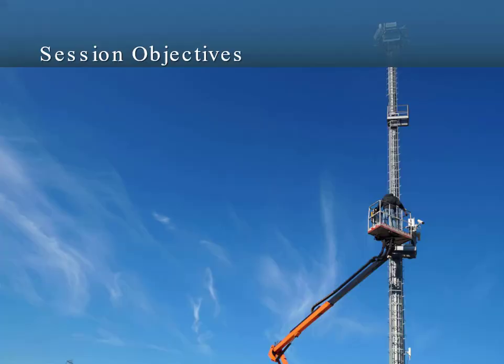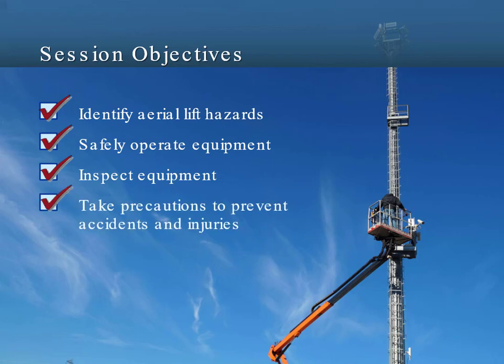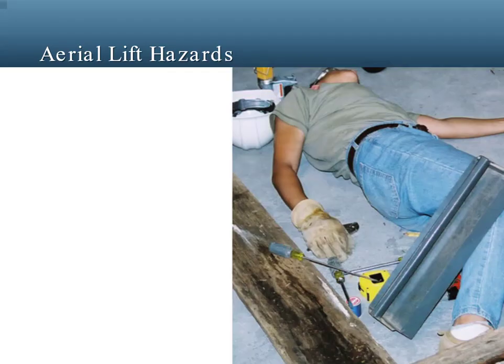The main objective of this session is to review aerial lift safety requirements. By the time the session is over, you should be able to identify aerial lift hazards, safely operate equipment, inspect equipment, and take necessary precautions when working in or near an aerial lift to prevent accidents and injuries. We'll go into detail about hazards and precautions in upcoming slides during the session, but here's a quick preview.